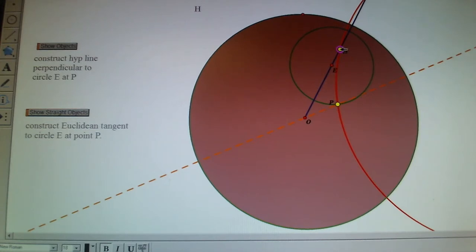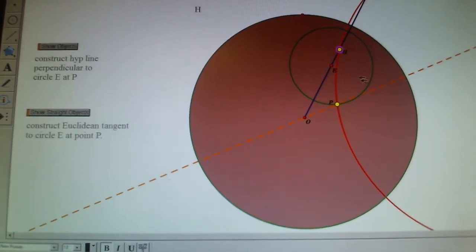This H doesn't move as long as this circle doesn't move. But if I play around with this circle, if I move this circle, if I change its shape, if I bring it closer to the boundary, H gets closer to the boundary. If I move this circle further from the boundary, H gets further from the boundary. But E is always closer to O than H is. And that's because of the hyperbolic distance formula.